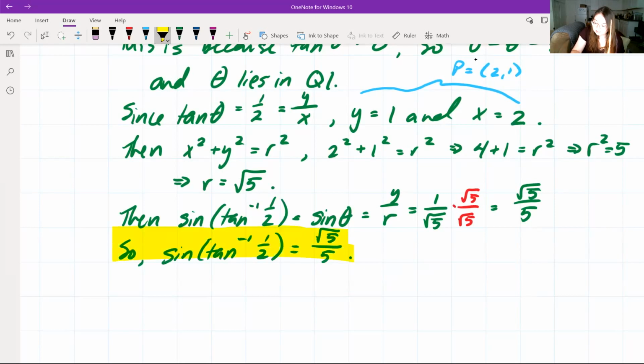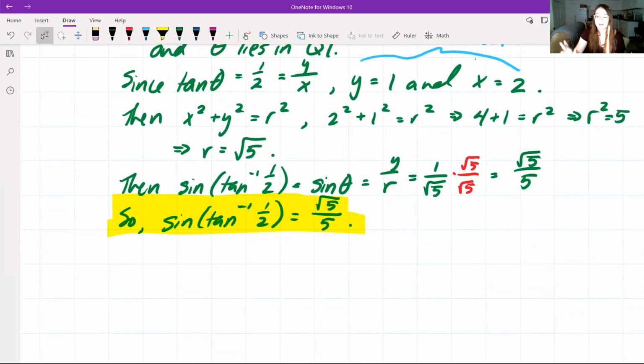So by letting tangent inverse of 1/2 equal theta, we were able to find the pieces that we needed in order to find sine of theta. Those pieces were the radius and the value of y. If it were cosine, you would need x and the radius. Tangent, you would need x and y. So that is how we used what we did before to find important pieces of our problem.